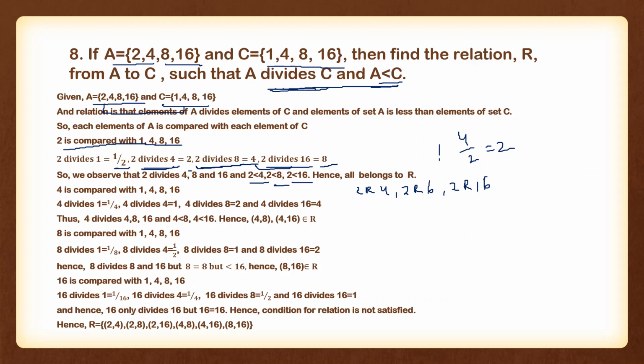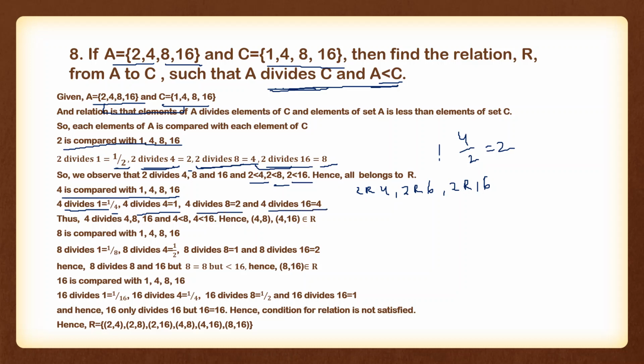Next, 4 is compared with 1, 4, 8, 16. We have to check again. So 4 divides 1? If 4 divides 1, then it gives 1 by 4. No, our condition is not satisfied. 4 divides 4, it gives us 1. Yes. 4 divides 8 is 2. 4 divides 16 is 4 again.